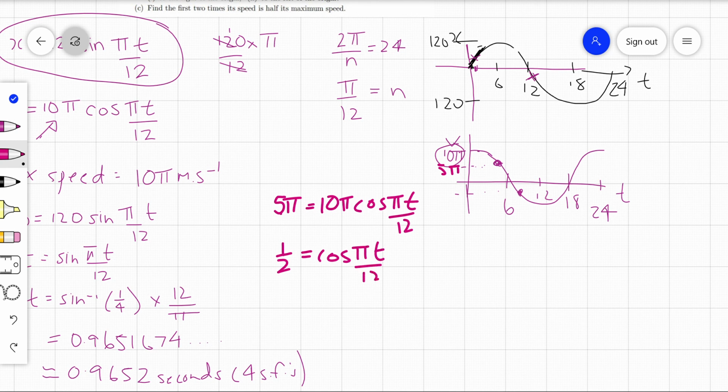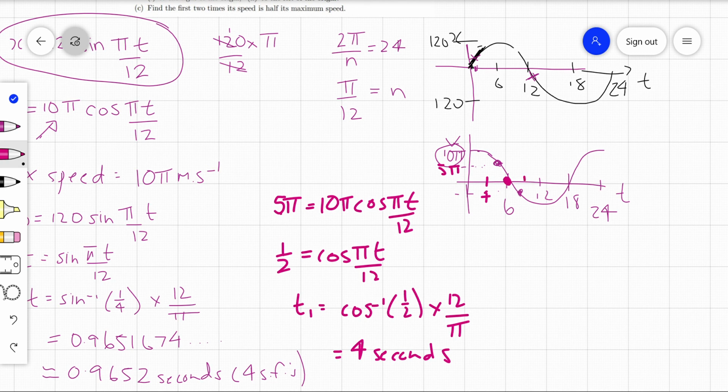All right, so let's look at the first time. So if we inverse cos of a half and times by 12 on pi, put that in the calculator, don't forget to be in radians, you get 4 seconds. So you can see if we look at 4 seconds, that's actually exactly halfway here. So you can tell the next one will be 8 seconds.